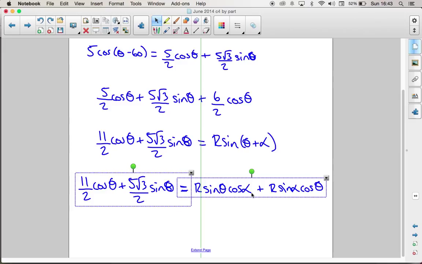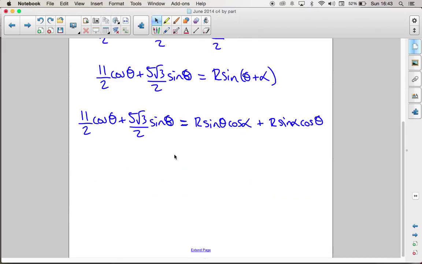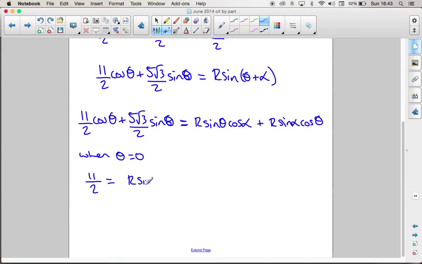To solve for r and alpha here, we're going to look at what happens when theta equals 0 first. And when theta equals 0, cos theta is 1, cos of 0 is 1, so we get 11 over 2 times 1, so just 11 over 2, plus what we get when sine theta, when sine of 0 is 0, so that's just going to be nothing at all. On the right hand side, sine theta is 0 at this point, and cos theta is 1, so we get r sine alpha.